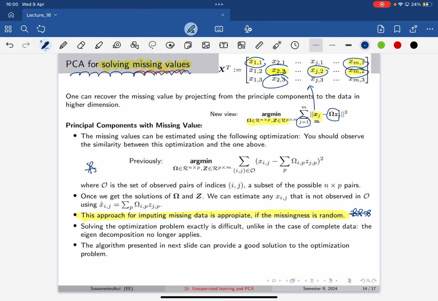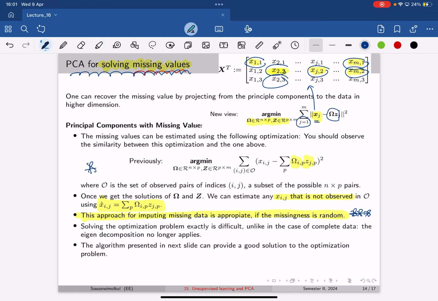Once we're able to solve for this omega and z, we're able to impute the missing data by computing the projection between the omega matrix and z vector. So that's it.